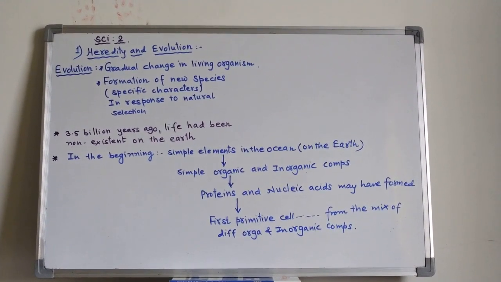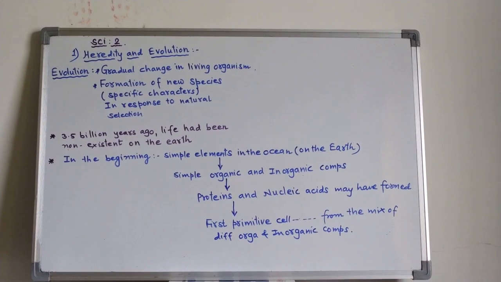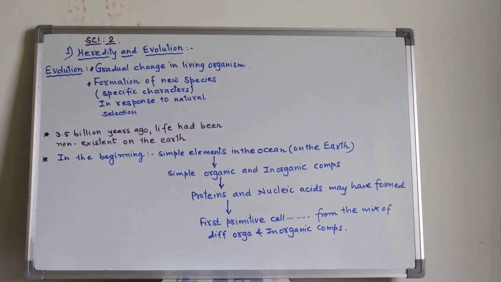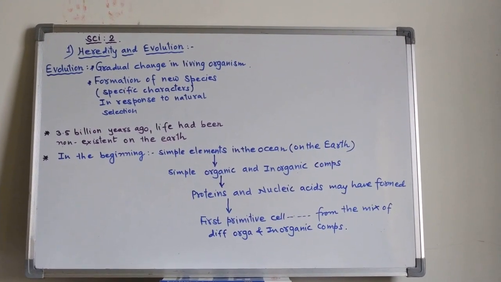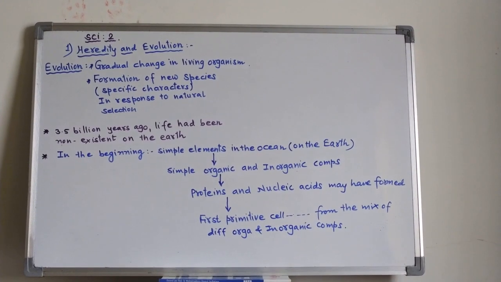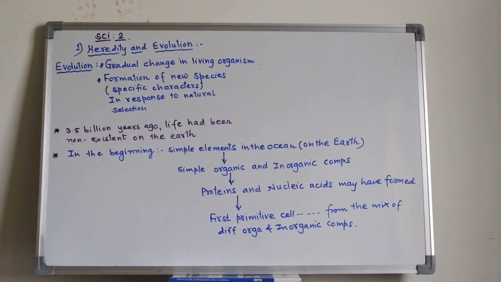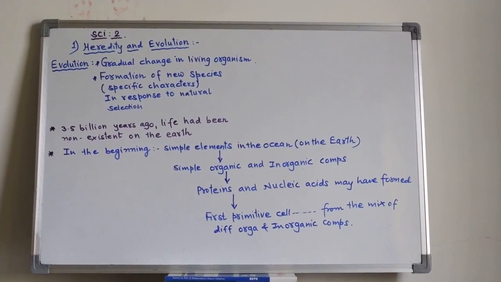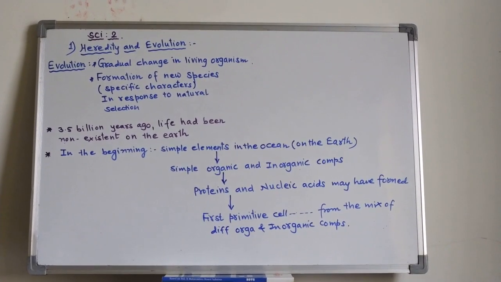About 3.5 billion years ago, life had been non-existent on the earth. At the beginning, there may have been only simple elements in the ocean on the surface of the earth. Simple types of organic and inorganic compounds may have been formed from these. Complex compounds like proteins and nucleic acids may have been formed over a long period from these simple compounds. And afterwards, the first primitive type of cell or living organism may have been formed from the mixture of different types of organic and inorganic compounds.